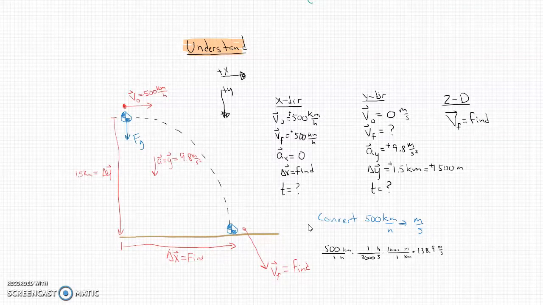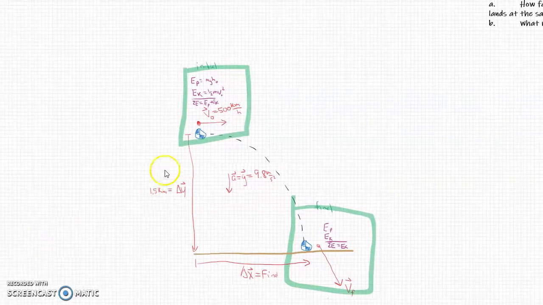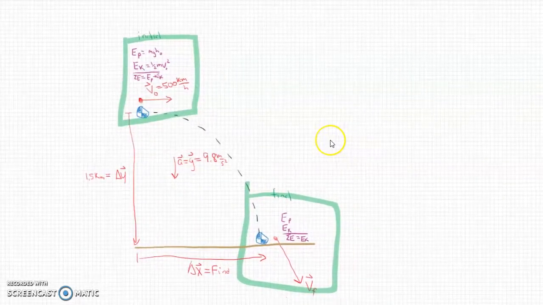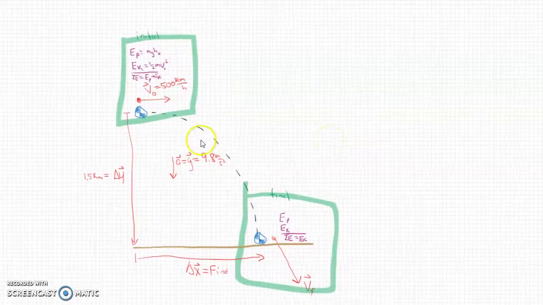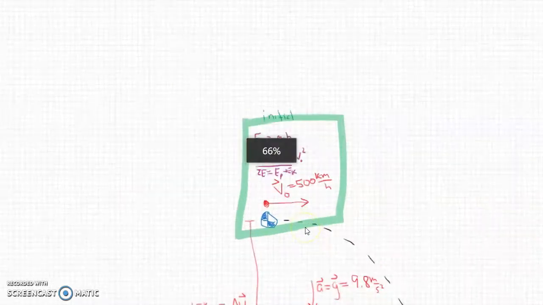What I'd like to do today is take a different approach. In this case, the particular approach I'd like to take is more of an energy approach, looking at this from the standpoint of energy. So let's do that. Let's take a look at our initial snapshot here.